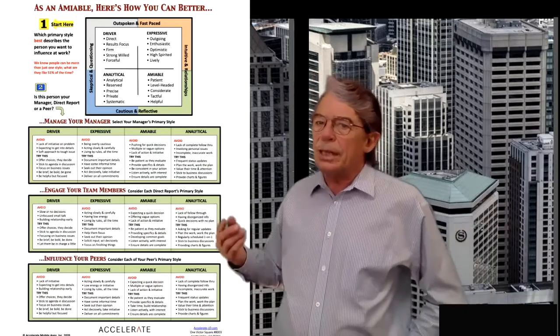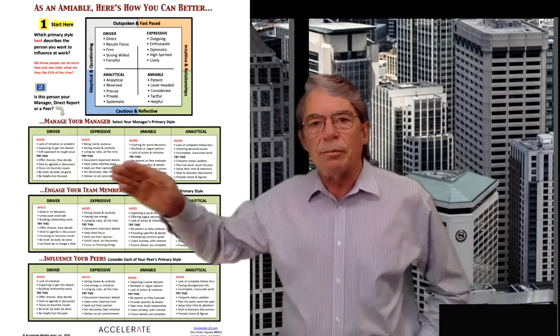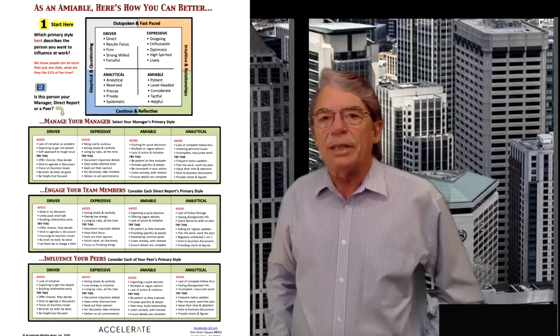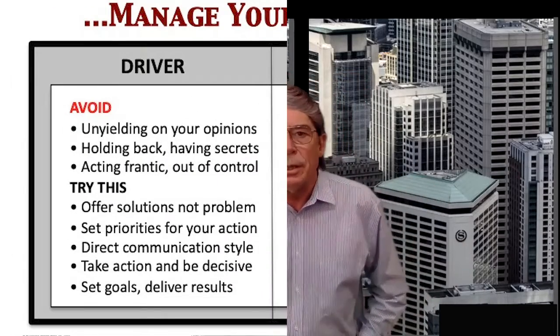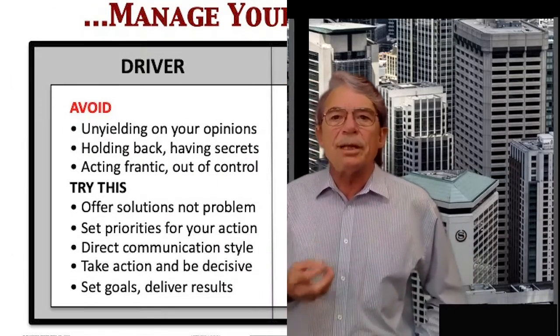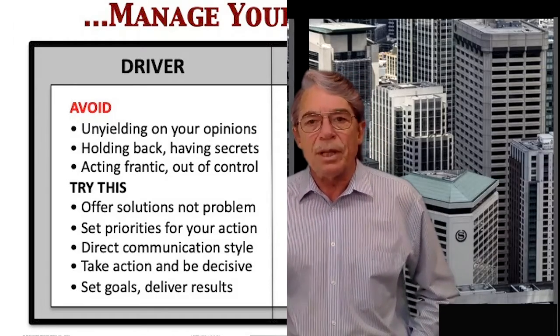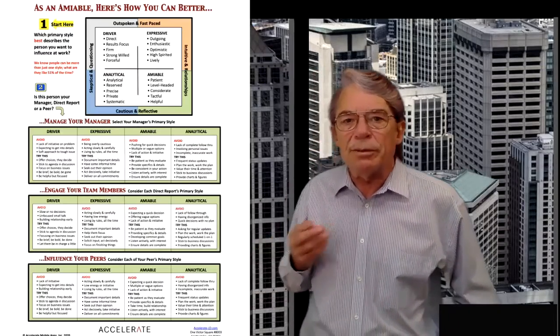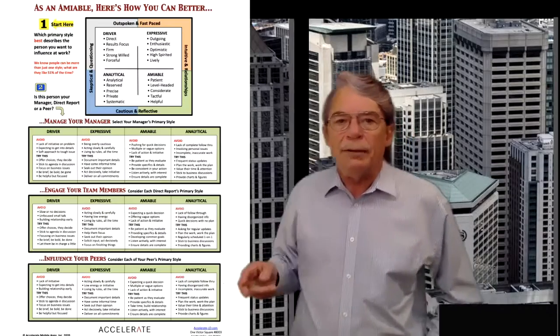Now, if that particular driver happens to be your boss, that's what this row is. That's for ways to influence your boss, and you're going to want to focus on that box right there, because that is the things that amiables can do that most work for drivers, if they're your boss. However, if they're your direct report, you're going to want to use this box. And if they're a peer, you're going to want to focus on that box.